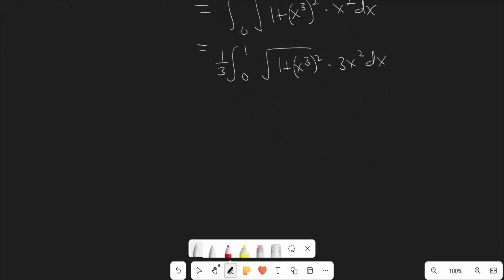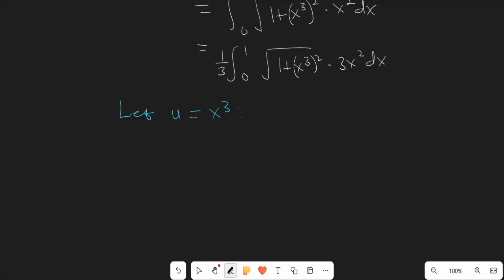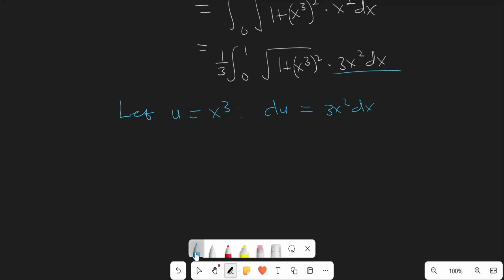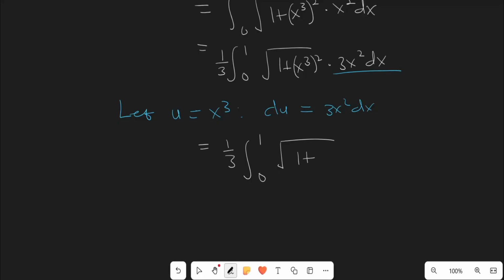Right, so now let's do a u sub. We can let u be equal to x to the third power, like this. The limits will stay the same: when x is equal to 0, u will be 0, and when x is equal to 1, u will be 1. What about dx? du is going to be 3x squared dx. So in place of 3x squared dx, I can replace that with du. This is 1/3 times the integral from 0 to 1 of the square root of 1 plus u squared, because x to the third is u and 3x squared dx is du.